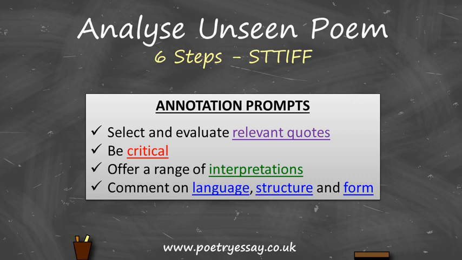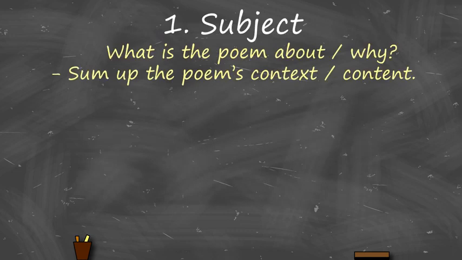How should you go about analysing an unseen poem? The STTIFF approach helps you tackle the problem in 6 steps. Step 1. Consider the subject to the poem.